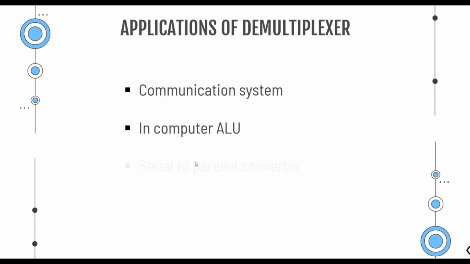So, the next application is that demultiplexers are used as serial to parallel converters. A serial to parallel converter is used for reconstructing parallel data from an incoming serial data stream. In this technique, the serial data from the incoming serial data stream is given as the data input to the demultiplexer at regular intervals.